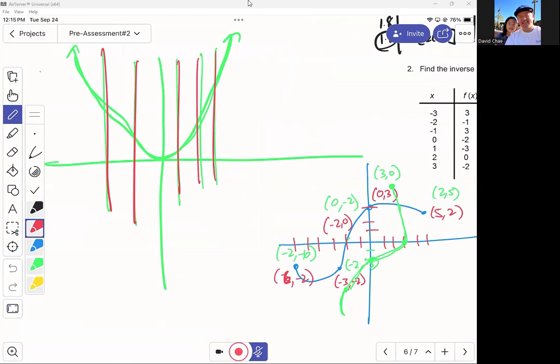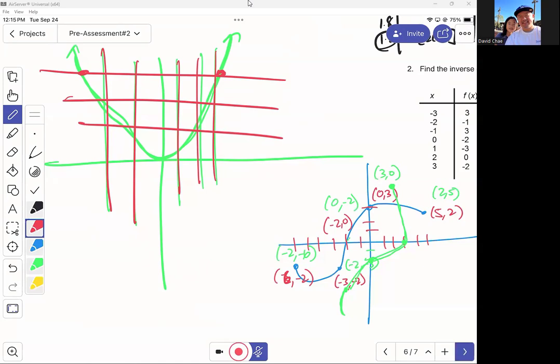What does the horizontal line test do? It tells us if the inverse is also a function, okay? You're not going to be tested on that one this time around, but just so you know, this is not a function, right? Because it's going to hit that twice. So the inverse of a quadratic is not a function, unless you only graph a certain part of it, and we'll talk about that as we move on. Okay. Cool. All right. Good question.